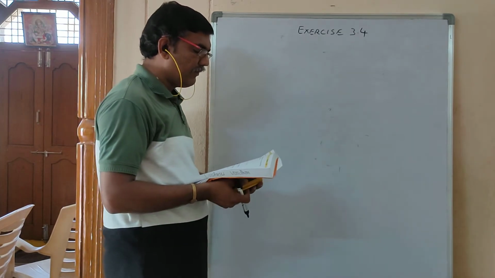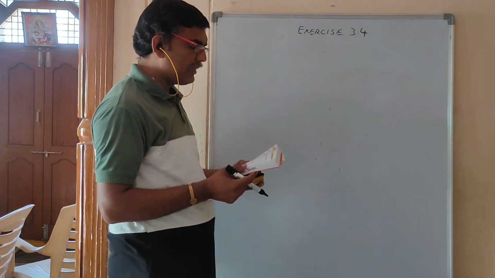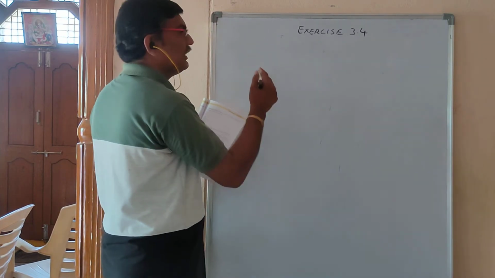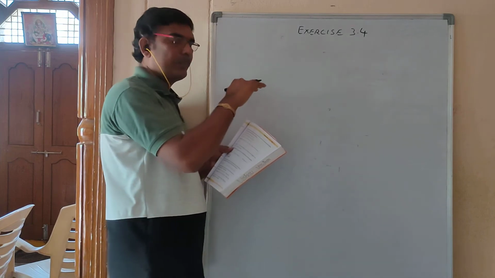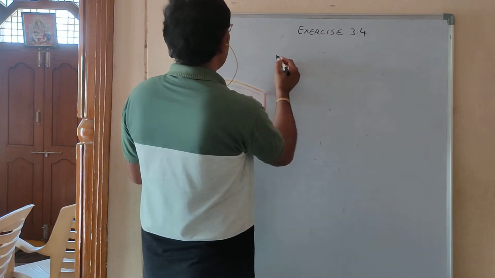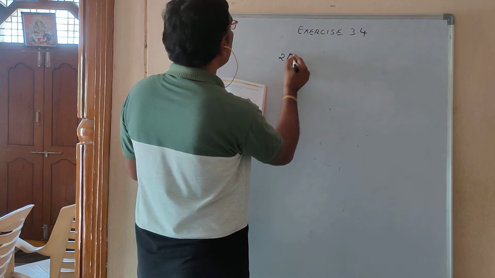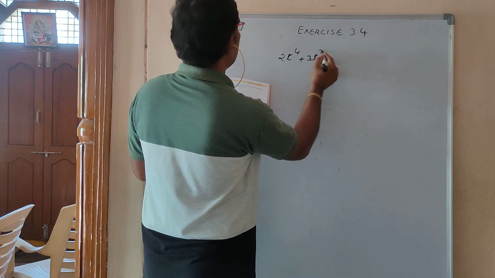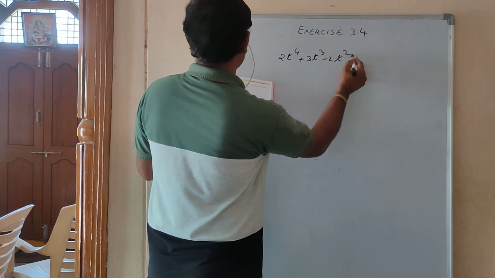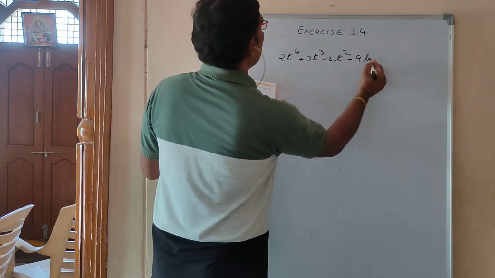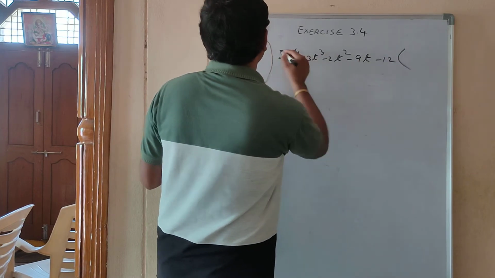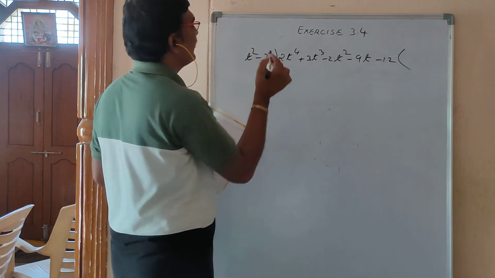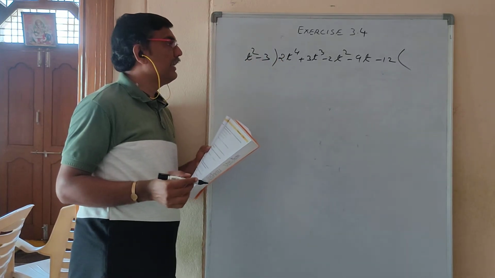Check in which case the first polynomial is a factor of the second polynomial. So here, second polynomial, first polynomial. The second polynomial is 2t to the power of 4 plus 3t cube minus 2t square minus 9t minus 12. What is the first polynomial? t square minus 3.